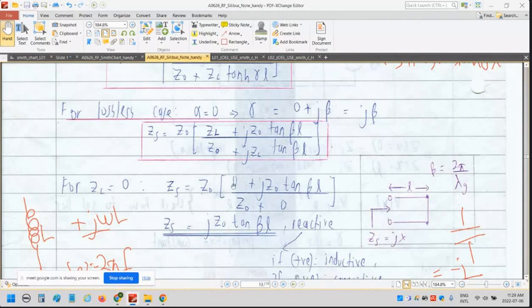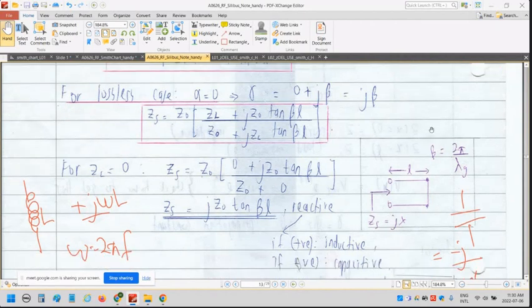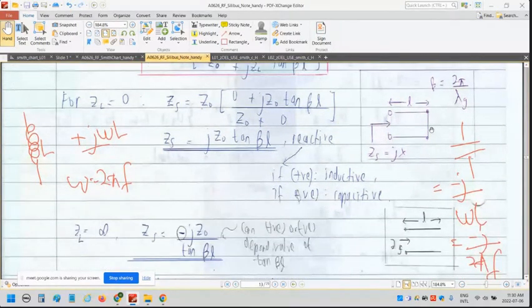Keep in mind that beta is the same as 2 pi divided by lambda, where lambda is the wavelength. Already done.